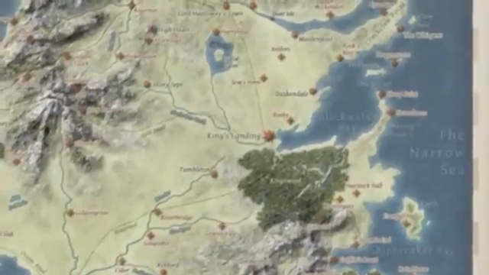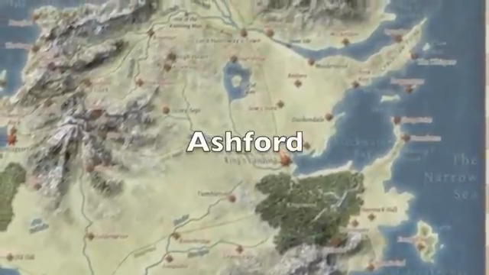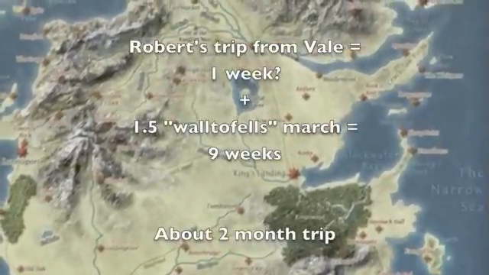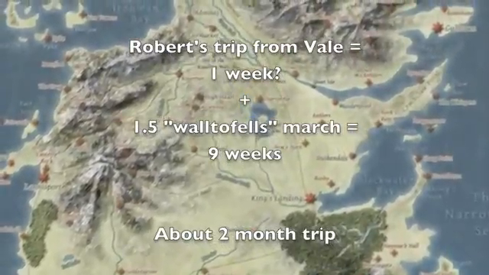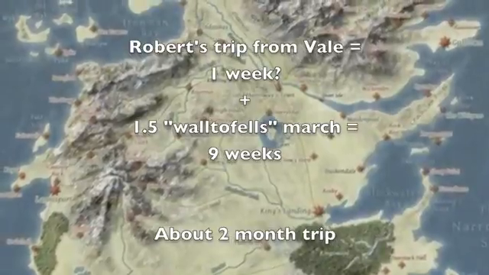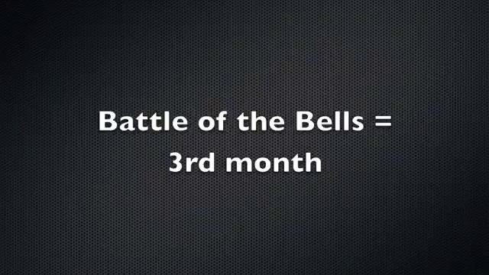But Robert was also at the Battle of the Bells, and he had to fight a battle at Summerhall and then Ashford before heading to Stony Sept. This is about 1.5 wall to fells in distance, and if we add on Robert's time in the Vale, we're looking at the Battle of the Bells being in the 3rd month through the Robert calculation. It's still pretty fast, but based on the Dornish movement, Robert's movement, and the urgency of a Tully wedding, the 3rd month seems like a prudent guess.